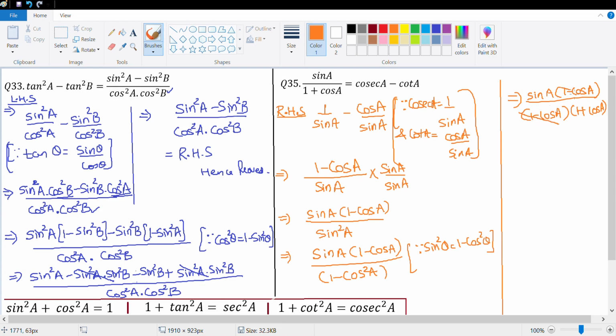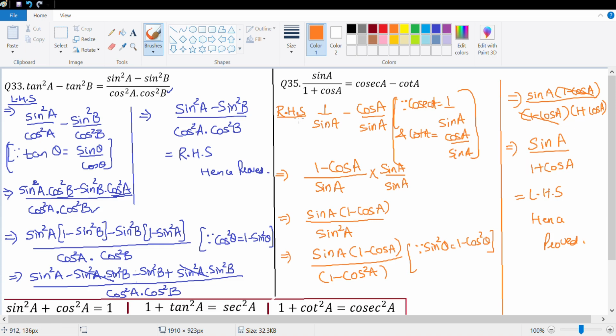1 minus cos A and 1 minus cos A gets cancelled. So I am left with sine A upon 1 plus cos A. This is basically my left hand side, which is what they wanted me to prove. So hence proved. Done. Is there another way of doing it?